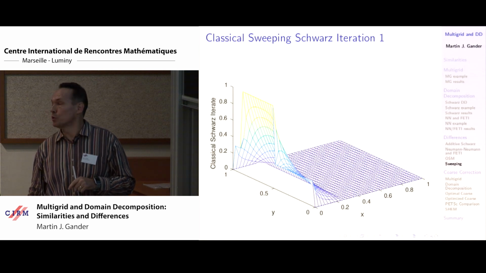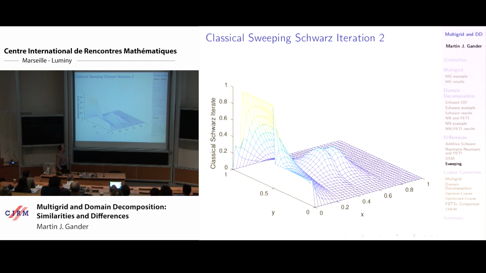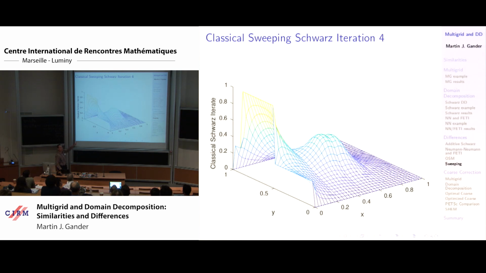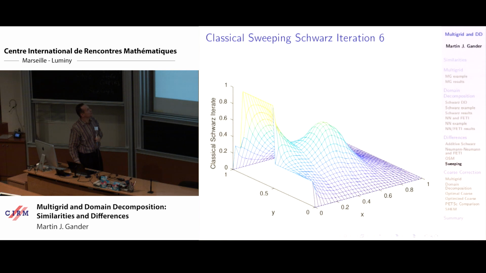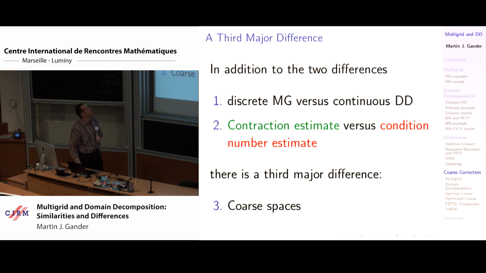Let's look at the classical Schwarz method, alternating sweeping. That one is not very fast, you can see. But I remind you, this is also an optimal method. If you fix the overlap and you refine the mesh, the number of iterations is not depending on the number of unknowns. But it's a much, much slower method. Much, much slower. I think I stopped at some point, I hope, maybe at 8 or so. Yes, I did. Okay, so I've shown you 2 main differences so far. I've shown you discrete multigrid versus continuous DD, and I've shown you contraction estimate versus condition number estimate.